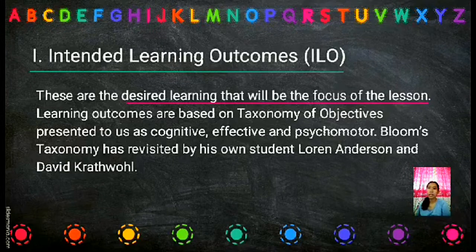Learning outcomes are based on the taxonomy of objectives presented to us as cognitive, affective, and psychomotor. Bloom's taxonomy was revisited by his own student Lorin Anderson and David Krathwohl. It states here that learning outcomes are based on taxonomy, meaning that in creating learning outcomes, you can base it on Bloom's taxonomy. Why? It's because Bloom's taxonomy helps the teacher by providing a guide that can be used in creating objectives.